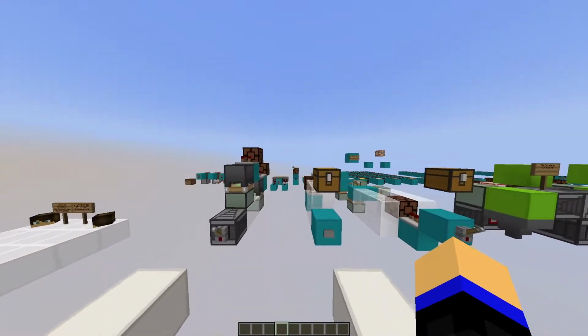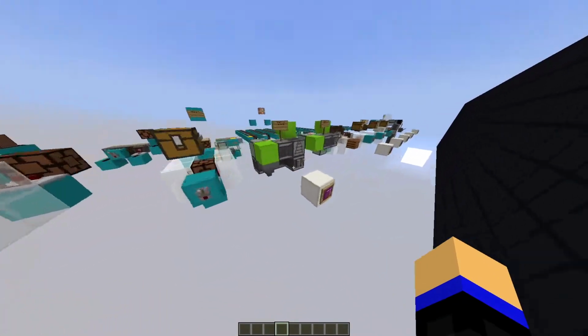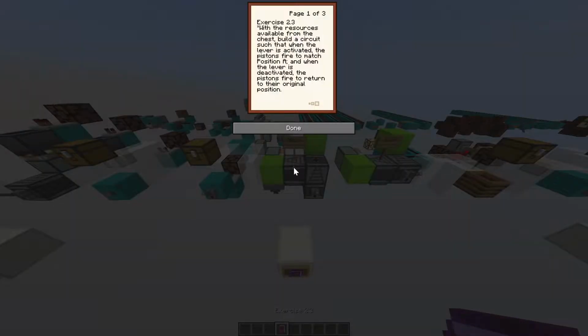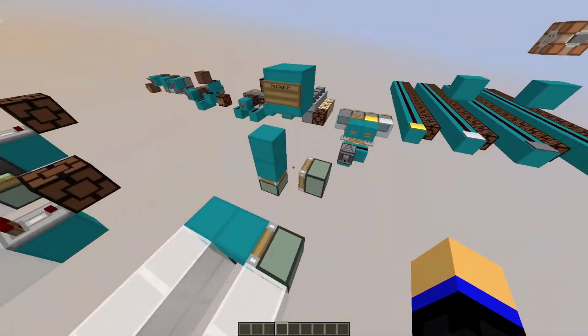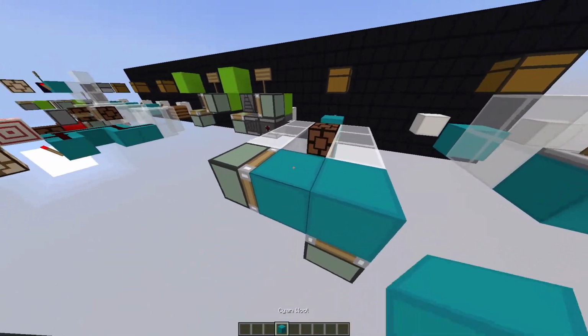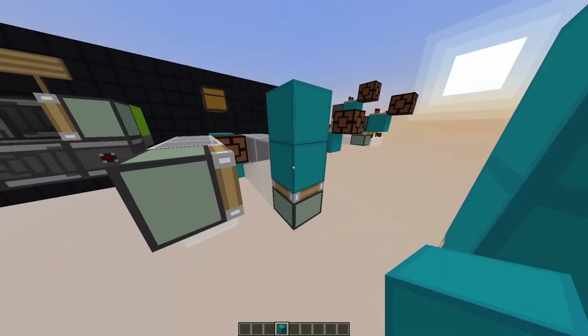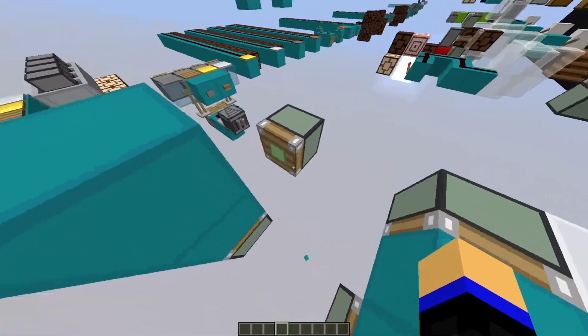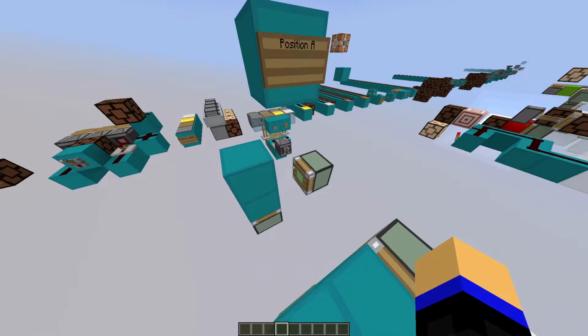So after I explained this, now I will discuss some of the challenging questions. This one is that with the resources available from the chest builder circuit, when the lever is activated, the pistons fire to match position A, and when the lever is deactivated, the pistons fire to return to their original position. So you can see this is position A, so when the lever is activated, these two pistons fire such that it gives you this position, and when the lever is turned off, then you have this position back. So you have these positions that you might want to refer to.